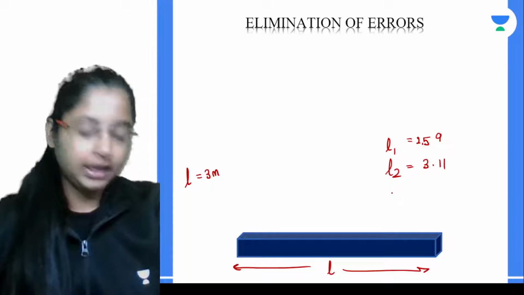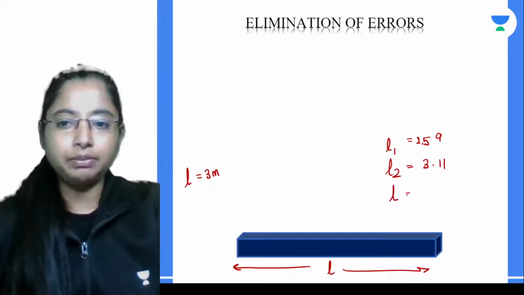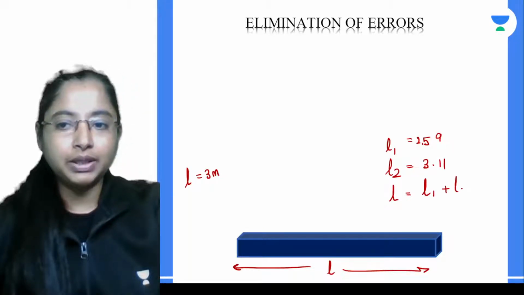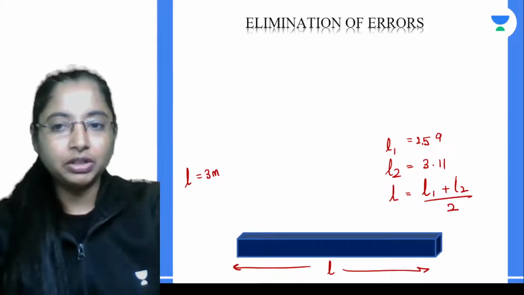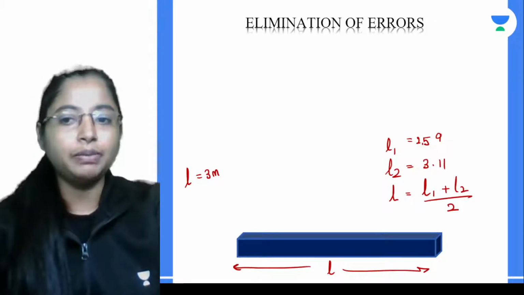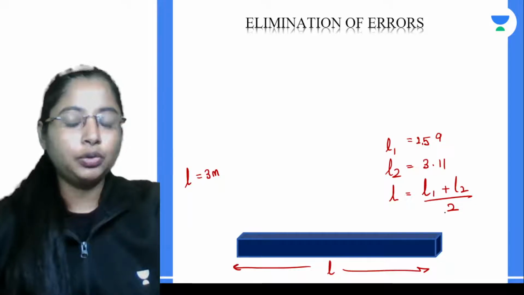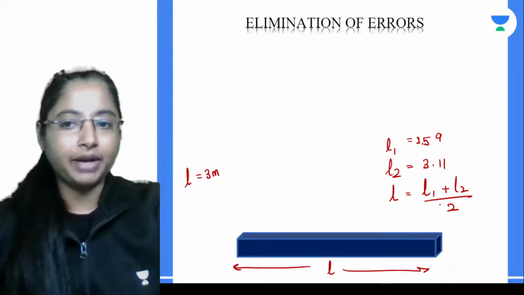Thank you for that, Akshay. Now if you try to take the mean between these two, L1 plus L2 divided by 2, mean is the sum of observations divided by the number of observations, right? There are 2 readings that we have taken and we have to find the sum.